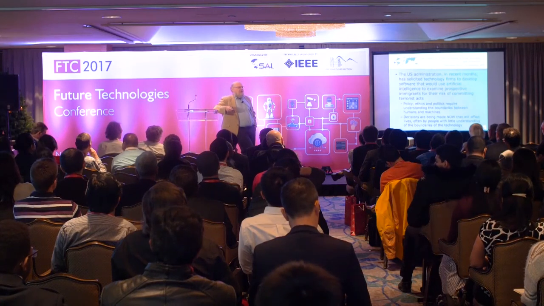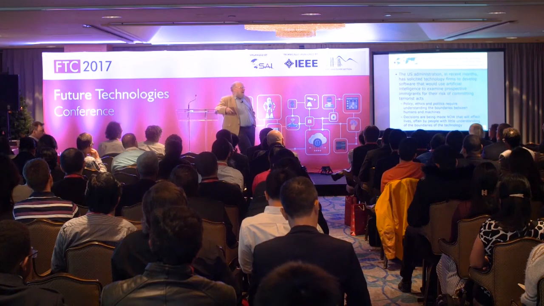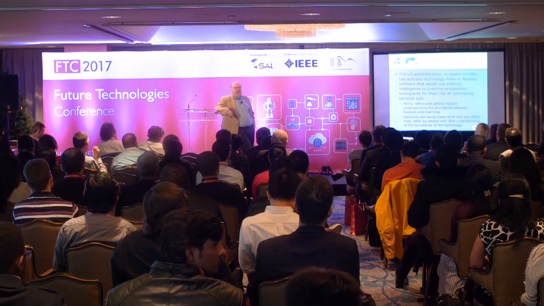Our policy, ethics, and politics are starting to require understanding this stuff, right? It's no longer the case that some kind of conceptual knowledge that there's something out there called AI that's going on in some labs might someday affect us. This is really starting to become something that plays in the politics of today. And there are decisions being made now that affect people's lives, and these decisions are being made by people who have very little understanding of the boundaries of the technology.